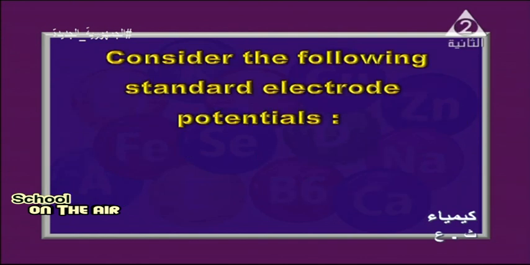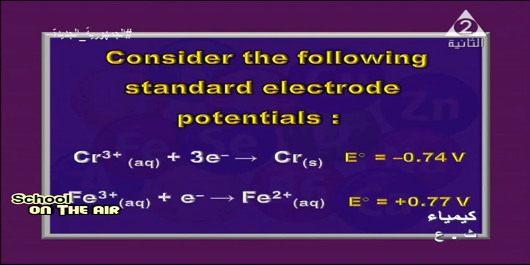Next question. Consider the following standard electrode potentials. Cr³⁺ plus 3 electrons gives Cr, this is the reduction potential of chromium, and Fe³⁺ plus an electron gives Fe²⁺, with the reduction potential of Fe³⁺ being 0.77 volt. From these two equations, we know that the reduction potential of iron is higher than the reduction potential of chromium.